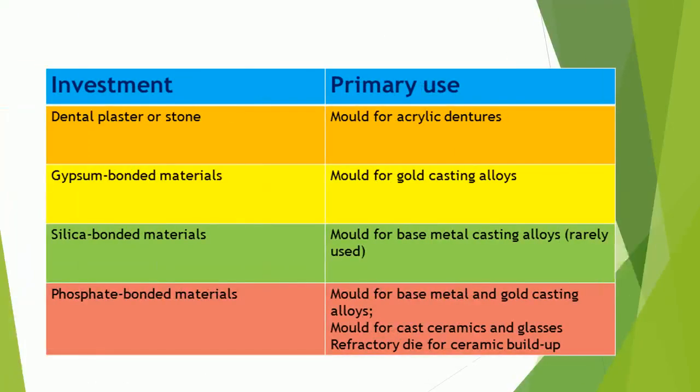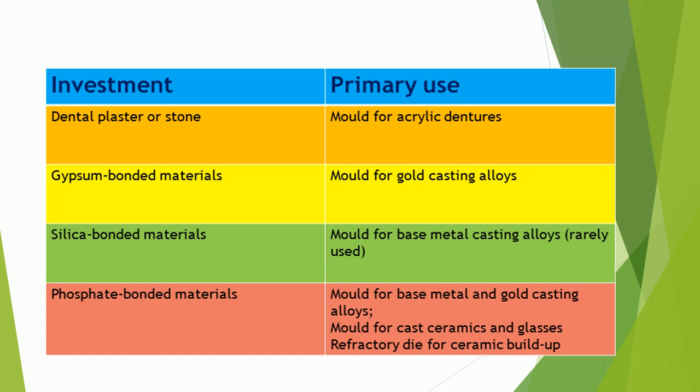So by now, the different investment materials and their primary use, properties, and composition should be very clear in your mind. Let's go over them. This is a table that I made for ease of remembering. Dental plaster or stone, or gypsum investment, was used for acrylic denture fabrication. Gypsum bonded materials are for casting of gold alloys. Silica bonded materials are now rarely used because of the fact that they produce ethyl alcohol as a byproduct and are not porous enough; they were used for base metal casting alloys.